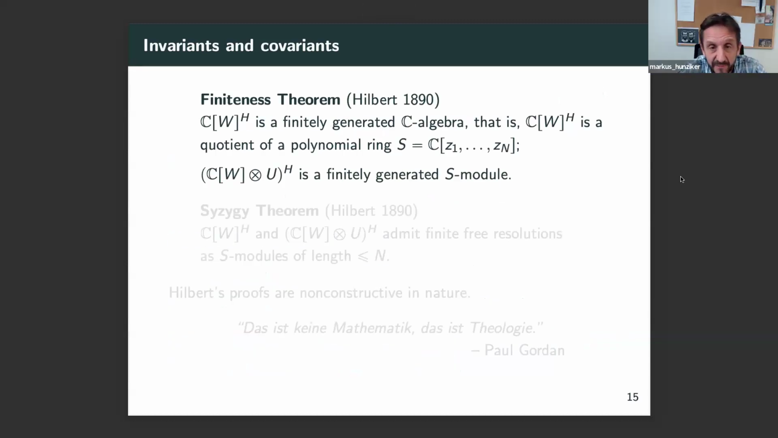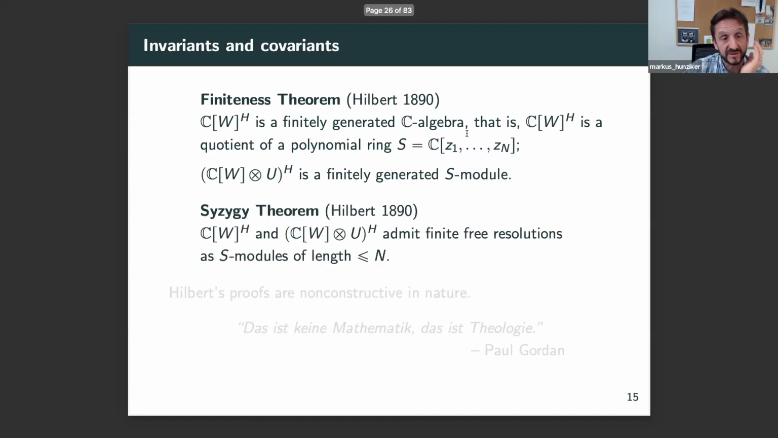So in Hilbert's paper from 1890, he showed, not in this generality, but his proofs actually prove much more than what he considered, that if you start with a reductive group, such as GL(V) or SL(V), then this invariant ring is always finitely generated as a C-algebra. So you can think of this invariant ring as a quotient of some polynomial ring. You can make this quotient map homogeneous if you give these z's certain degrees. But we will not labor on this detail. Similarly, these modules of covariants are finitely generated modules. This is under the hypothesis that H is a reductive group.